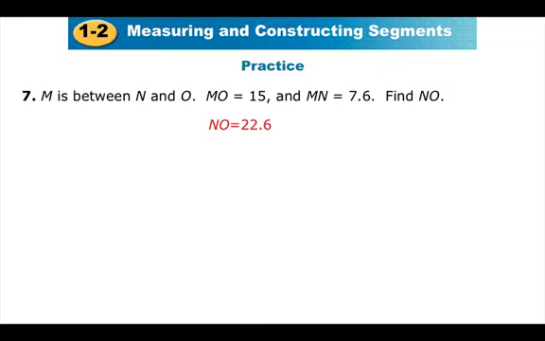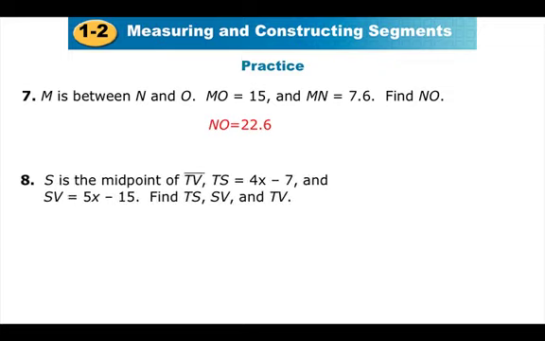Big difference. And in the last one, it says S is the midpoint of TV, and they're giving you that TS is equal to 4x minus 7, and SV is 5x minus 15. They want you to find TS, SV, and TV. I'm going to ask you to do this practice problem. So go through the math, pause it at this point, and this is what you should be getting: 25, 25, and 50. This is the end of lesson 1.2.